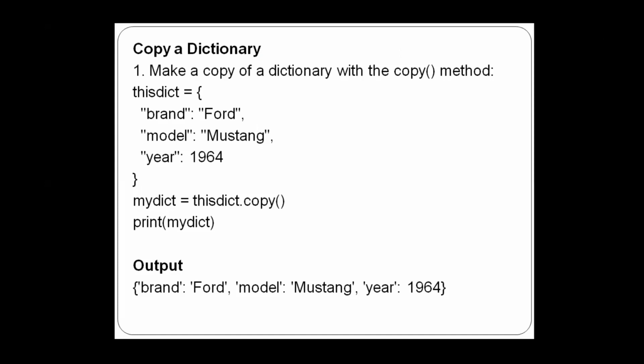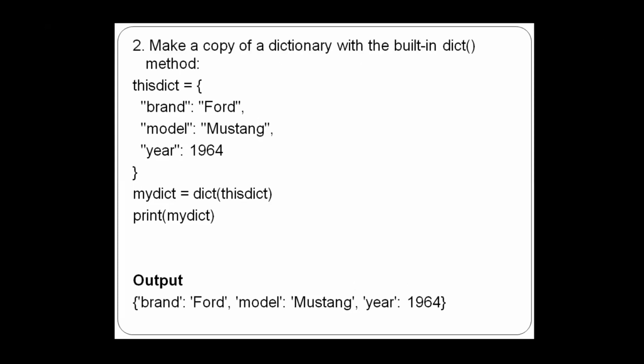And how do you copy a dictionary? Use the copy method. These are all built-in functions. And you also use one more method called dict, which you can call your dict constructor. This is used to create a dictionary, as well as to make a copy of your dictionary.